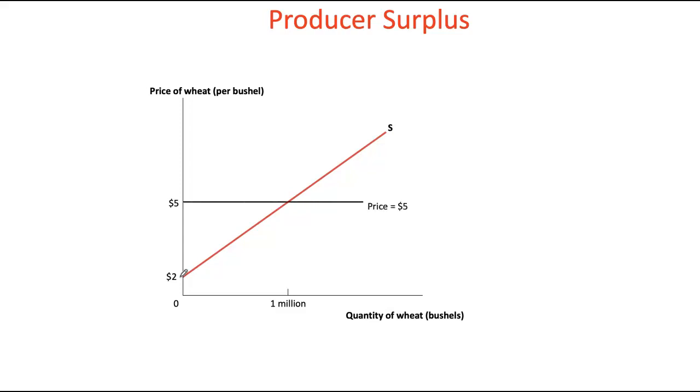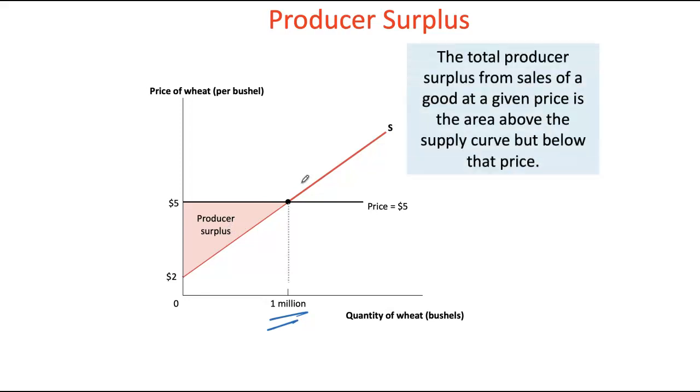If market price is 5, your producer surplus would be the area again above the supply curve but below the market price till the quantity sold. So if the price is 5, our quantity sold in this case is 1 million units, and we have a producer surplus indicated by this red triangle, the shaded triangle. So producer surplus again is the area of this triangle, which would be half times base times height.